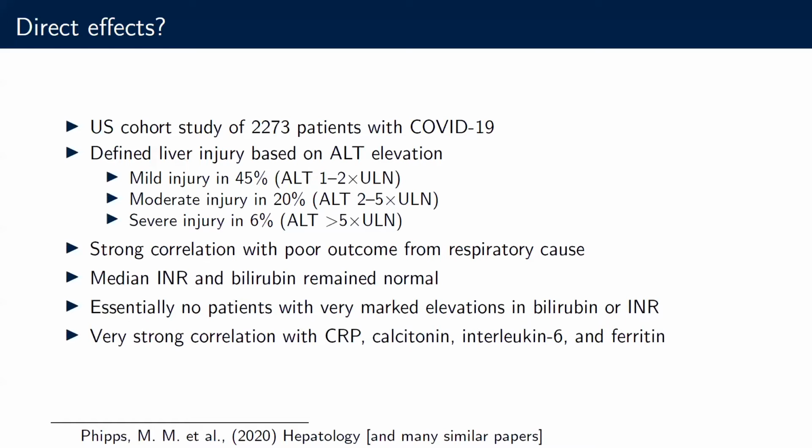But importantly, these were all correlated strongly with poor outcome from respiratory cause, but with the caveat that median INR and bilirubin remained normal in all groups, and essentially no patients had very marked elevations in bilirubin or INR. And I haven't put the precise details here, but there's a very strong correlation in all with CRP, procalcitonin, interleukin-6 as the most strongly elevated early cytokine in COVID-19, and ferritin. And really, I think this is consistent with the observation that much of what's described as liver injury here is seen as part of the systemic inflammatory response rather than a primary effect.